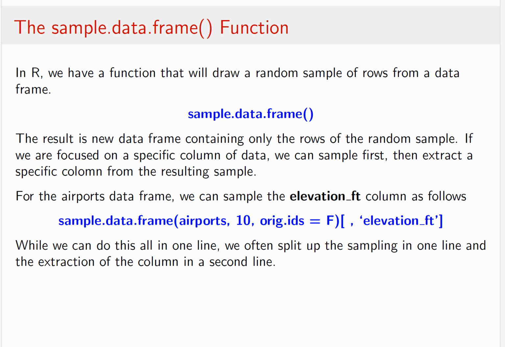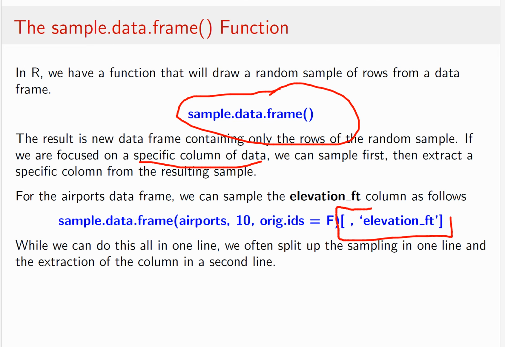R has a very nice function called sample.data.frame, which does exactly what it sounds like from the title. It takes a simple random sample of the rows from the data frame we name, and then it creates a new data frame with only those rows from the simple random sample. Now it's a whole entire data frame, so sometimes if we're looking at a specific column of data, we're going to have to extract that column of data. Now generally we take the sample first and then extract the column.